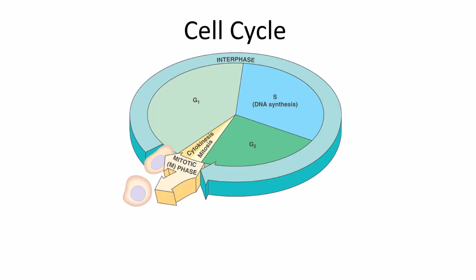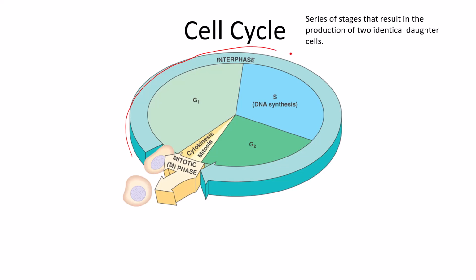So the cell cycle, by definition, would be the series of stages that results in the production of two identical daughter cells. So with it being a cycle, think of the normal steps that any cell is going to go through as it grows, as it changes, as it prepares to divide, and as it then inevitably divides into two identical daughter cells.